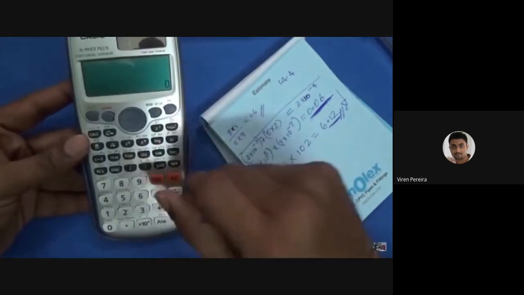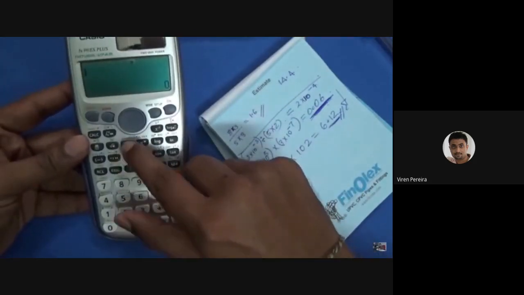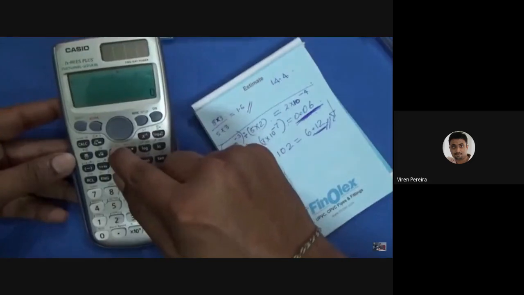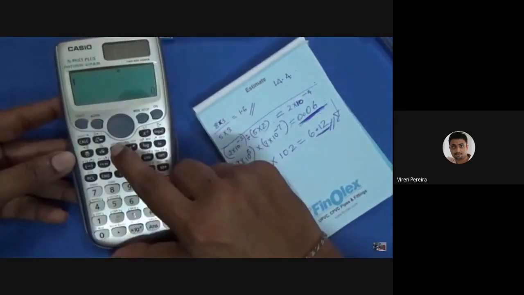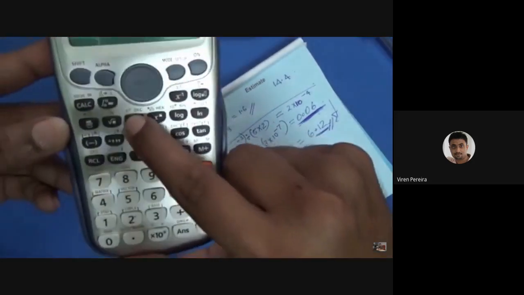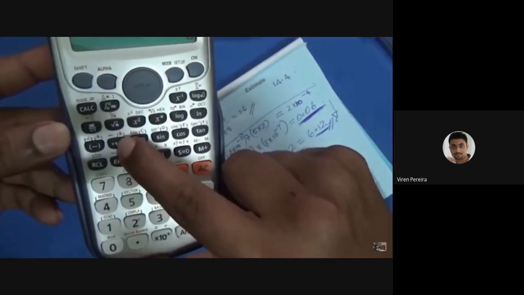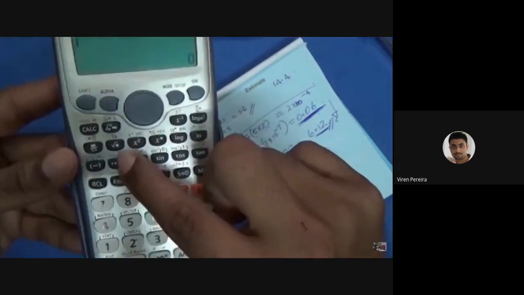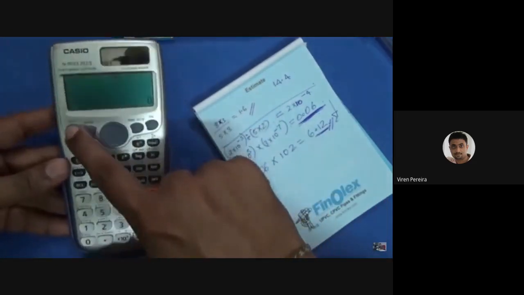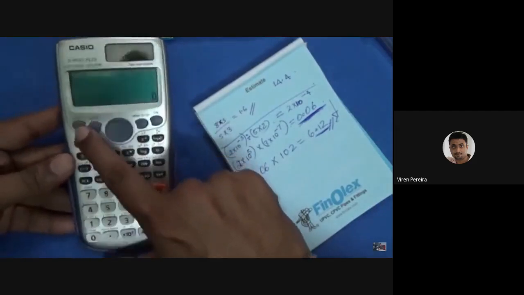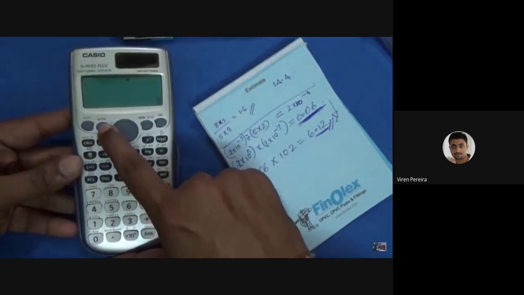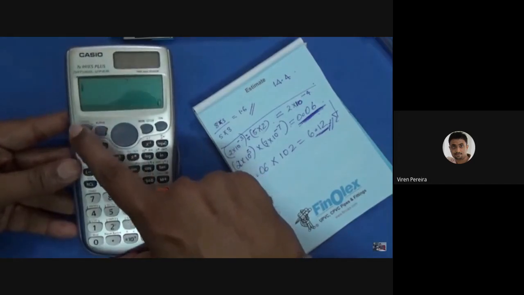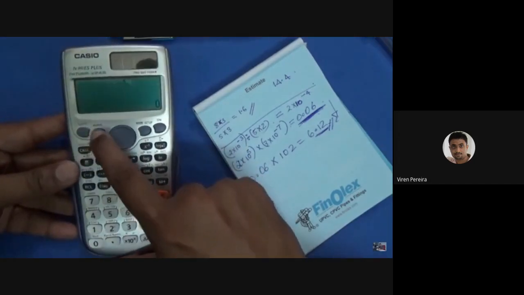So there are two buttons which are highlighted, one in gold and one in red. If you could see, it's highlighted in gold and it is highlighted in red. So you have these two things. Gold is represented as shift and red is represented as alpha. So you have shift and you have alpha.